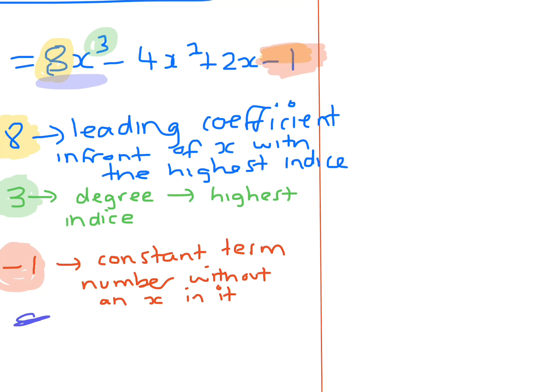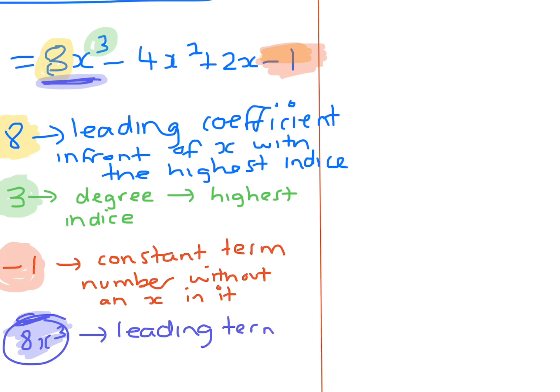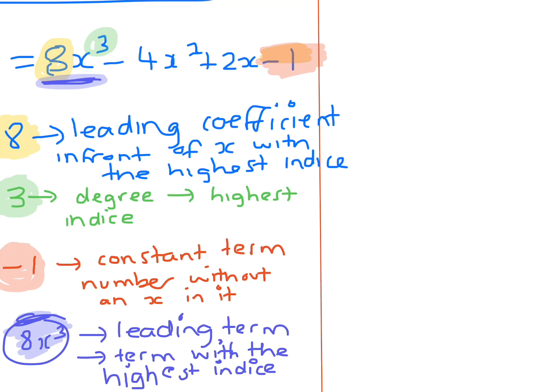Oh, sorry. The thing in purple there. So here, the 8x cubed, okay, that is called the leading term. Because the term, it consists of the x and the number, okay? So it is the term with the highest indice. So it's the term with the highest indice in it.